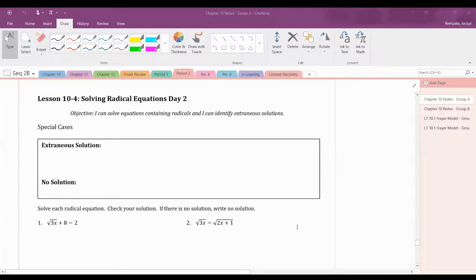Today we're going to look at solving radicals and identifying extraneous solutions. We have some special cases where we have an extraneous solution. This is defined as a solution that does not satisfy the original equation.